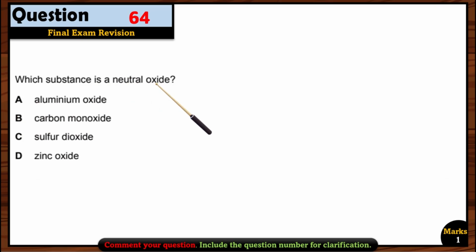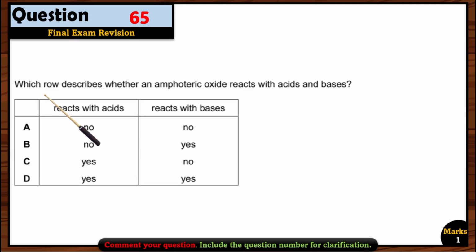Which substance is a neutral oxide? Okay, neutral oxide means this option should be carbon monoxide, because carbon monoxide and nitrogen oxides are actually neutral in nature. So option B is the correct option here. Question 65. Which row describes whether an amphoteric oxide reacts with acid and bases? Yes, amphoteric oxide reacts with both acid and bases. So option D is correct.